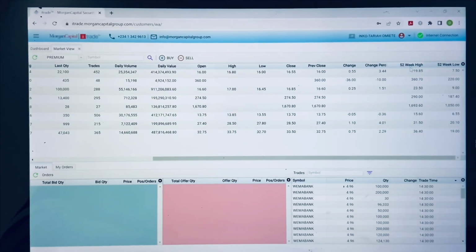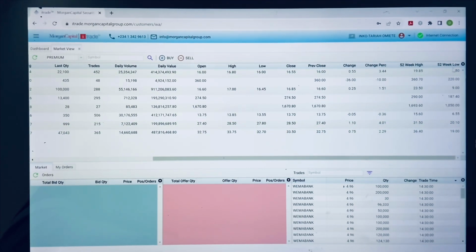And then what you have here is 52 weeks high and 52 weeks low. 52 weeks simply tells you there are 52 weeks in a year. So in the last 1 year, this is the highest prices these stocks have sold.